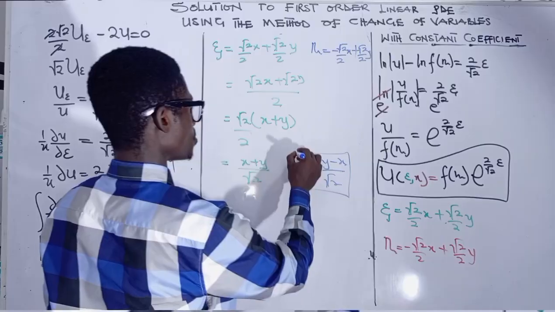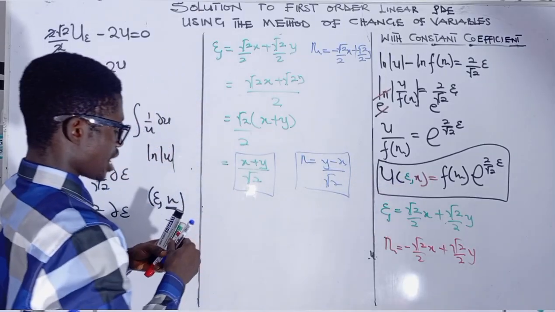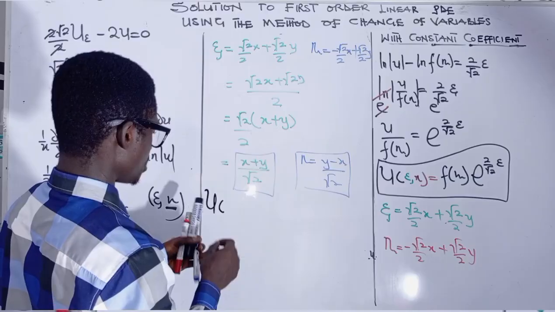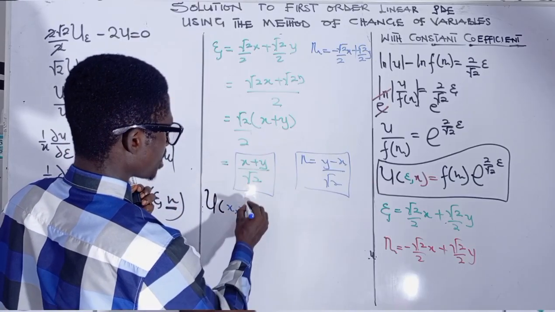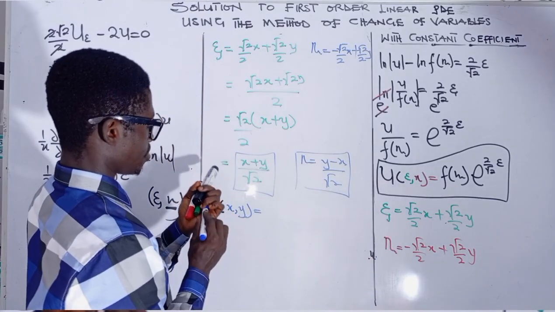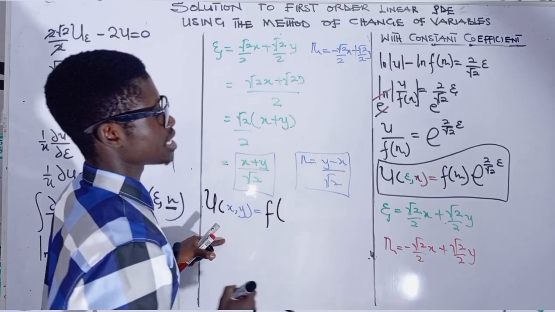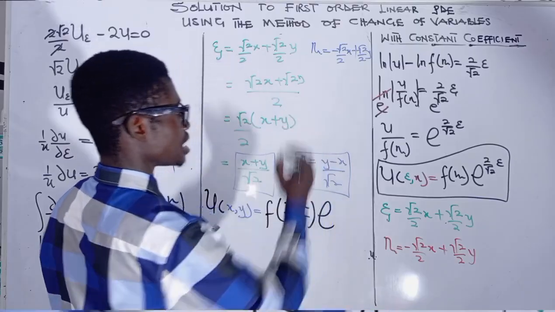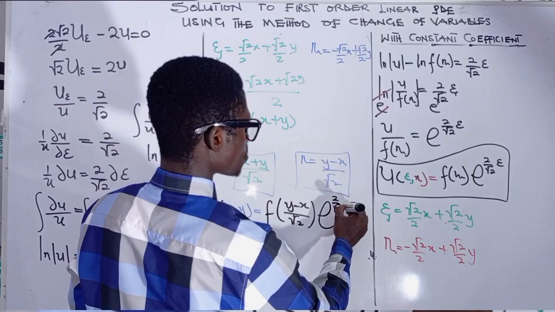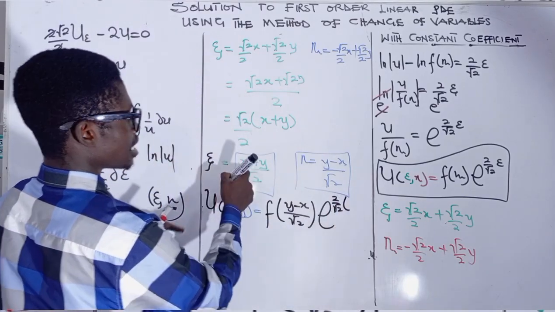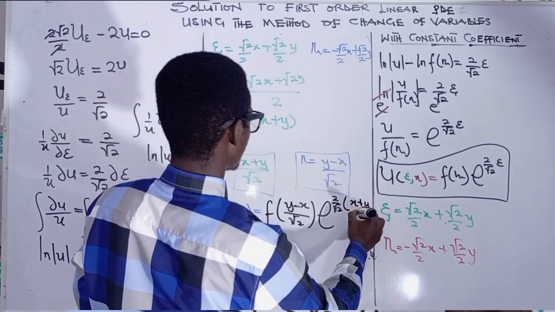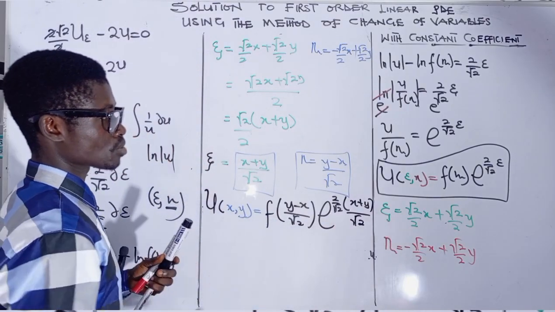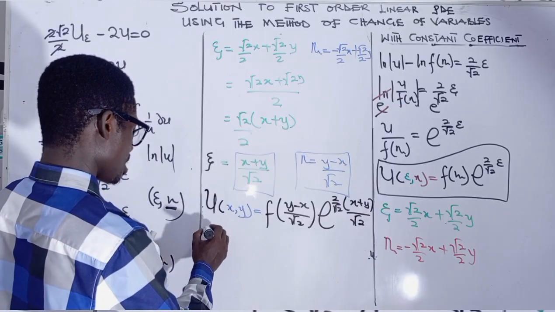So once we have this, we are just going to plug this into the general solution. So we have our u. Now our independent variables are x and then y. So u(x, y) is equal to a function of what? A function of η, and we know that η is written as y minus x all over root 2. And then we have e to the power 2 all over root 2 multiplying ξ. And ξ is also giving us x plus y all over root 2. Very, very interesting. Now with this, we can just simplify it.